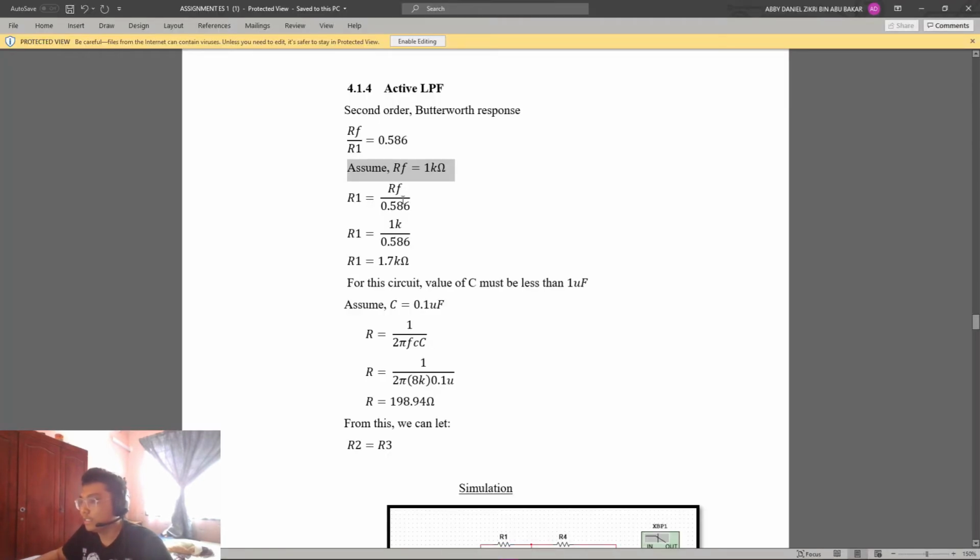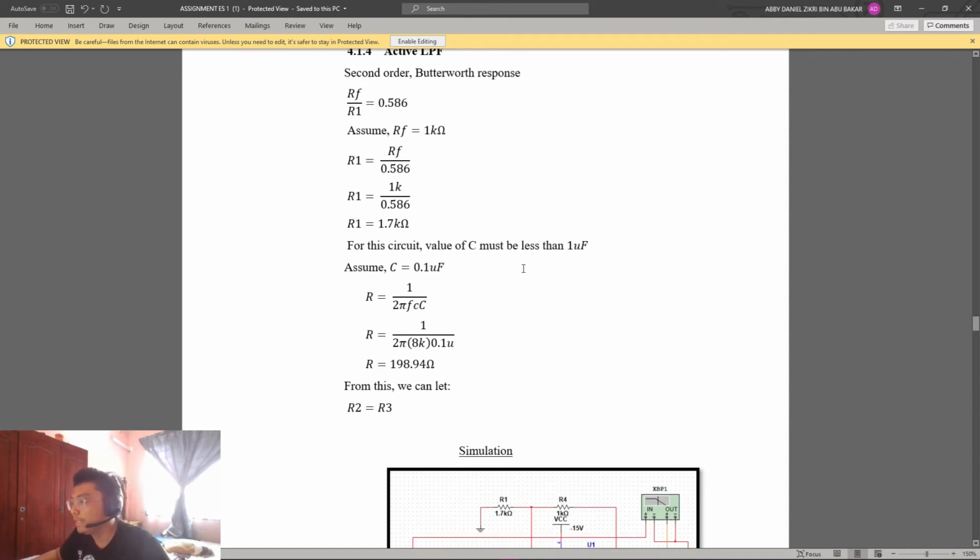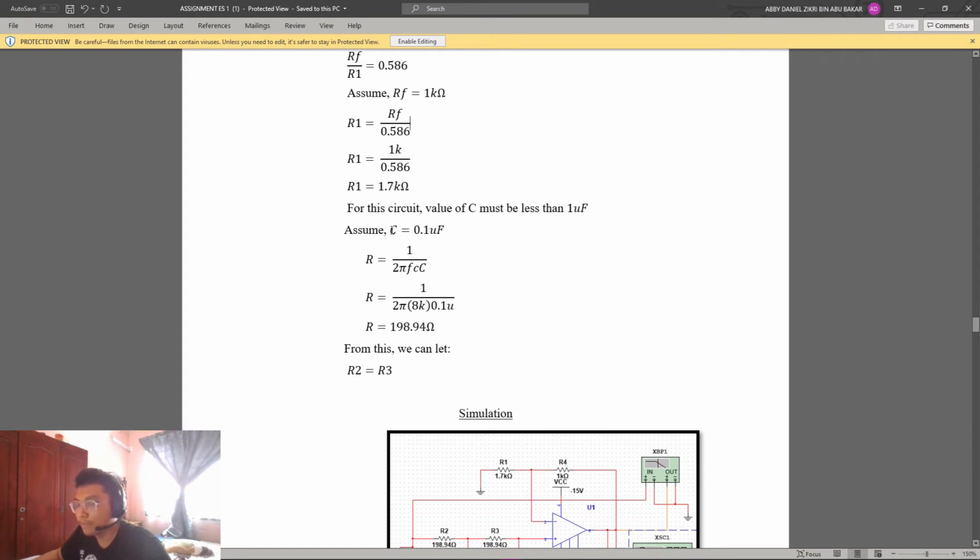As you can see in the calculated value, I am assuming that RF equals 1 kilo ohm. Putting the value in the equation, I find the R1 value, which is approximately 1.7 kilo ohm. Another important point about the circuit is that the value of the capacitor must be less than 1 microfarad. In this case, I can assume any value as long as it is less than 1 microfarad, so I will assume my capacitor is 0.1 microfarad.